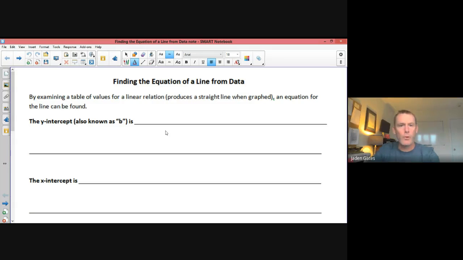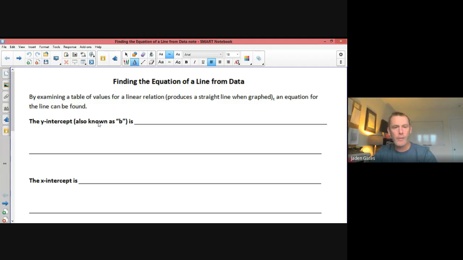All right, I want to go through the note, finding the equation of a line from data, which means we have information. By examining a table of values for a linear relation, which means it has to produce a straight line when it's graphed, an equation for the line can be found.